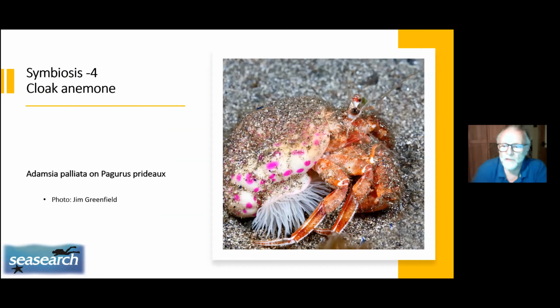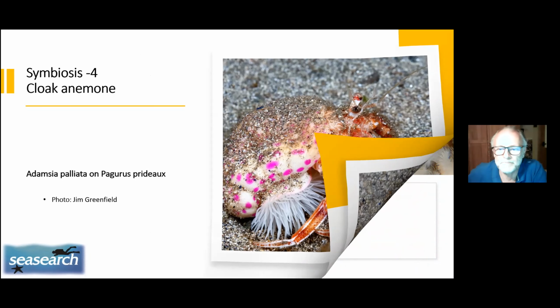And then another example of symbiosis is the cloak anemone, so called because it will drape right over the hermit crab's shell as a cloak, and it has a symbiotic relationship with the hermit crab. I pinched this photograph from one Jim Greenfeld from Pinterest. I don't have any photos of my own.